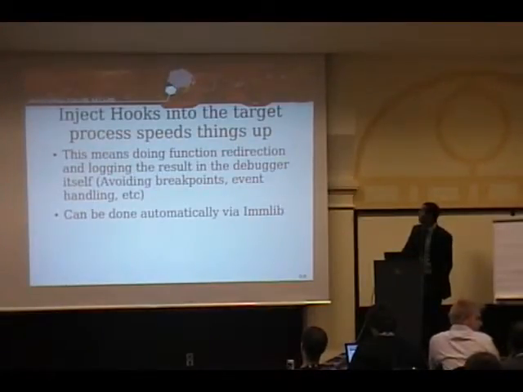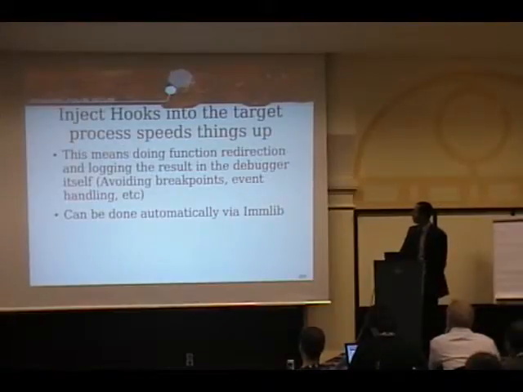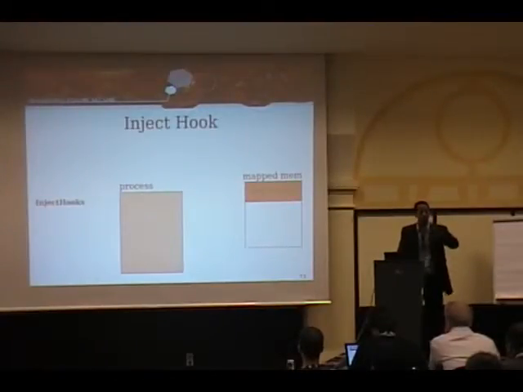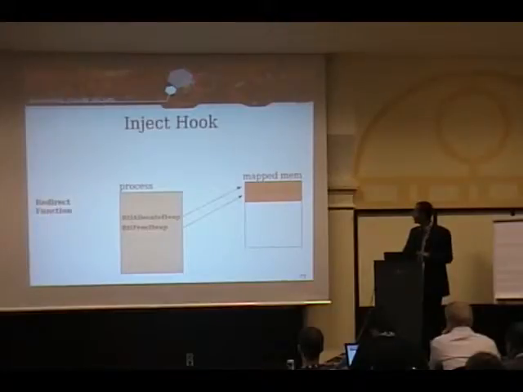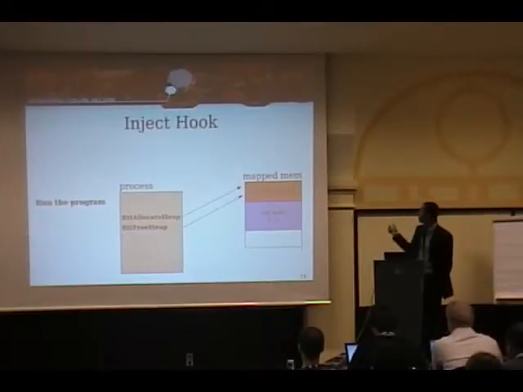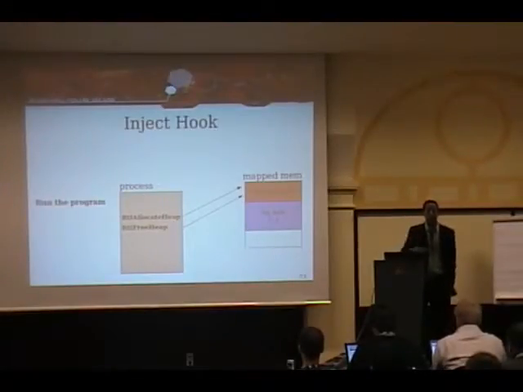So we have an inject hook, which is just a quick little API you can use. It maps some memory in the process and creates a little function in the process that it will then call into. Any time allocate heap or free heap gets used, it will log that data in the mapped memory space, at which point you can retrieve it later.